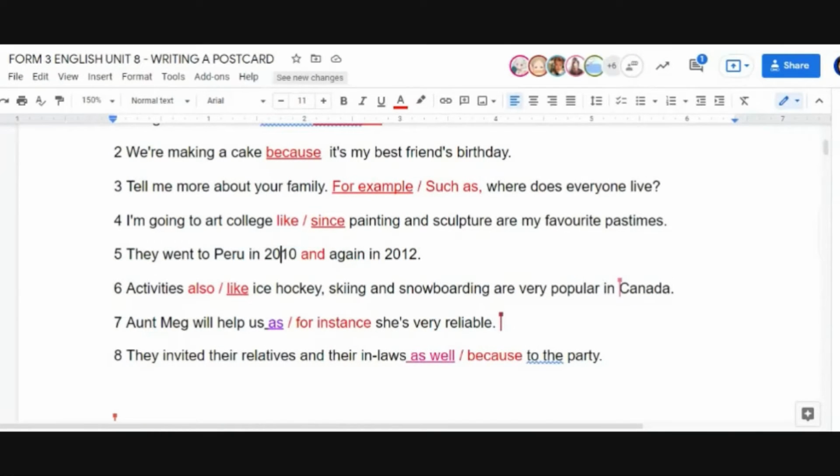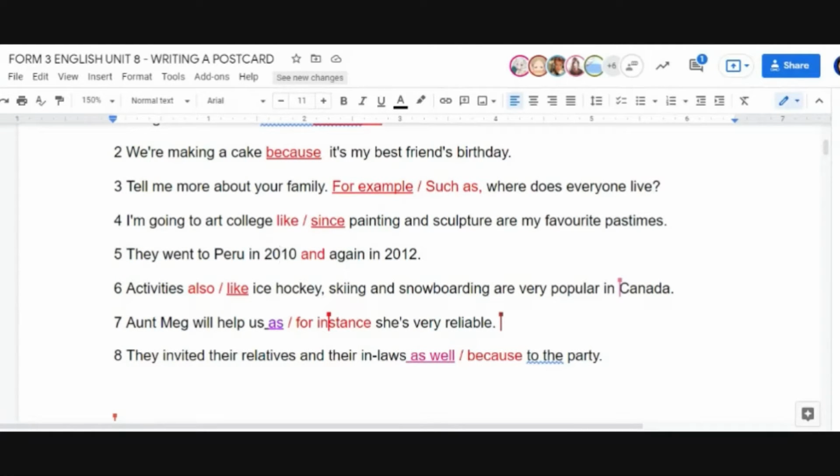Now let's look at number 4. I'm going to art college since painting and sculpture are my favorite pastimes. Okay, correct? That means "because" here. They went to Peru in 2010 and again in 2012, correct? Number 6, activities like ice hockey. This is the time when you use "like" or "such as" in the middle of the sentence.